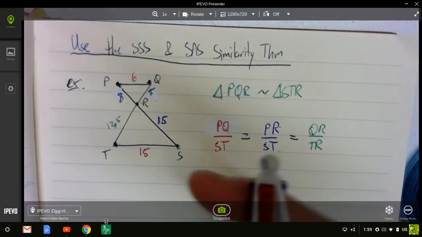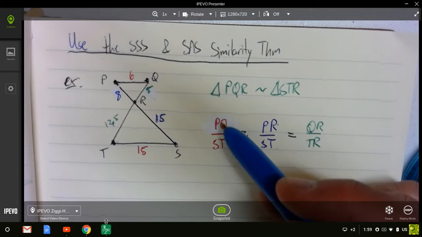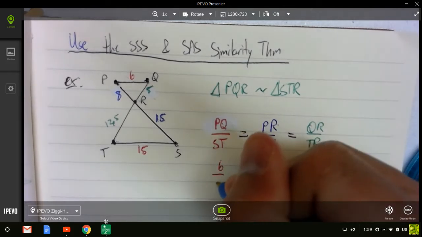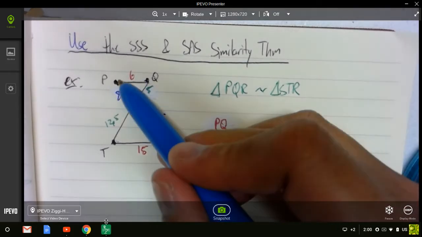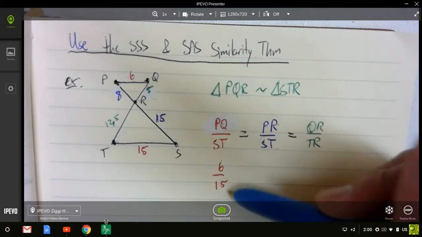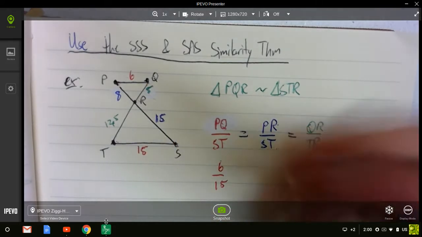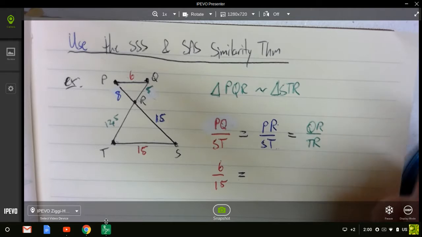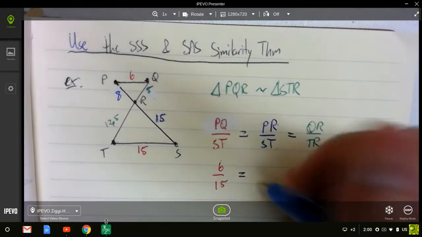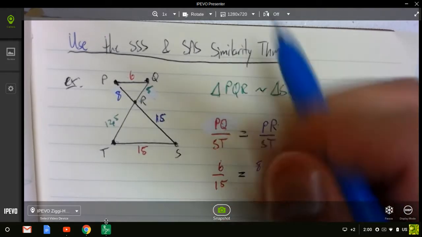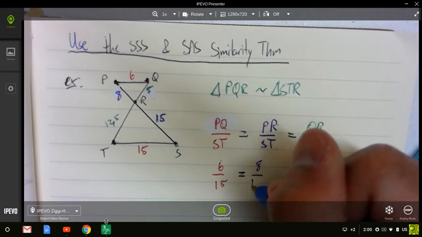Okay, and then let's plug in the values. So PR is going to be 6 over 15. PR, or PQ, is going to be 6. ST is going to be 15. Let's see if that is actually equal to 8 over 15. So PR is 8, and then ST is going to be 15.